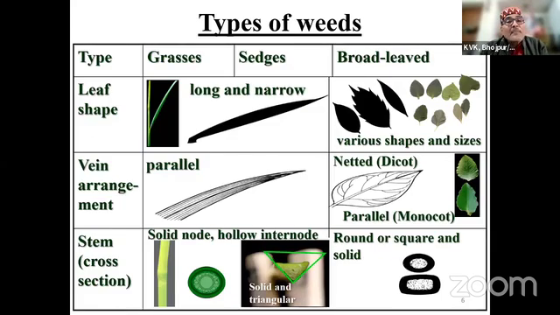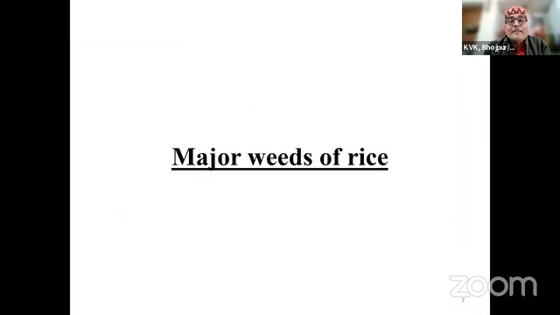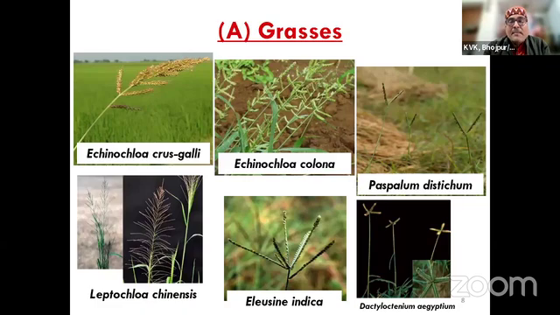These are the types of weeds: grasses, sedges, broadleaves. According to leaf shape, grasses have long and narrow leaves, with various shapes and sizes for the broadleaves. According to venation, there are parallel leaves, and stems that are cross-section solid, nodes hollow, round or square. So these are the different weed morphological characters. These are the major weeds of rice.